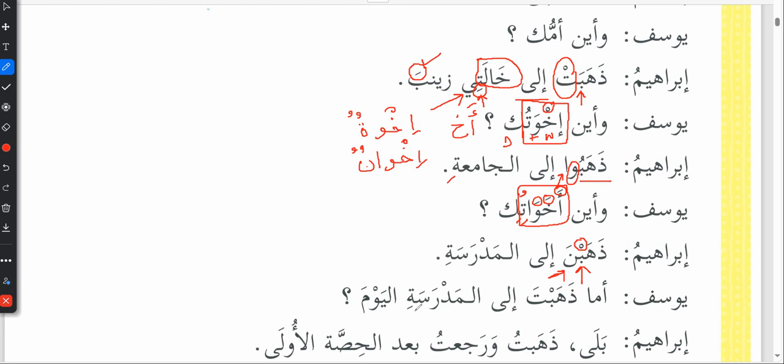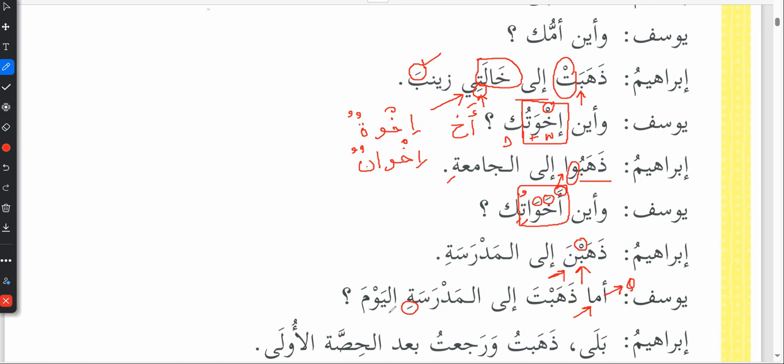So now there is a questioning tool, hamzatul istifham. And now again there is a questioning tool again. So that means he is now more curious, more interrogating. The maternal uncle is more curious. So see, the tone of questioning is changed now. أما ذهبت إلى المدرسة اليوم؟ So he's very curious about Yusuf, that you didn't go to school when your sisters have gone to school. What are you doing here? So he might be interrogating him.